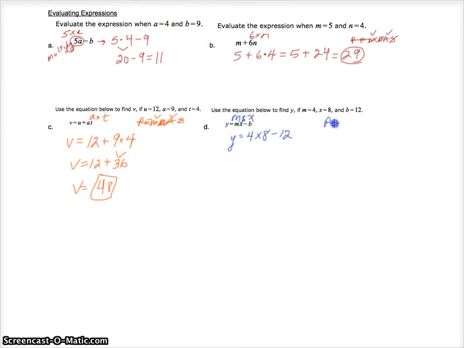Remember, we need to follow order of operations, parentheses and brackets, exponents, multiply, divide, add, subtract. Again, I don't have any parentheses or exponents, but I do have multiply. 4 times 8 is 32, minus 12. I don't have any divide. I don't have addition, but I do have subtraction I need to follow. 32 minus 12 is 20, so y equals 20. So just remember, guys, replace the variable with the given letter and follow your order of operations.